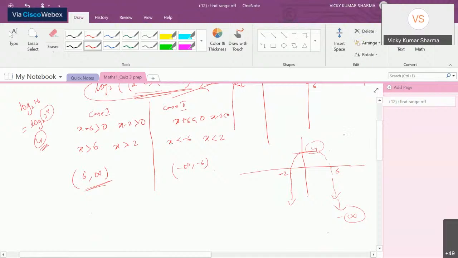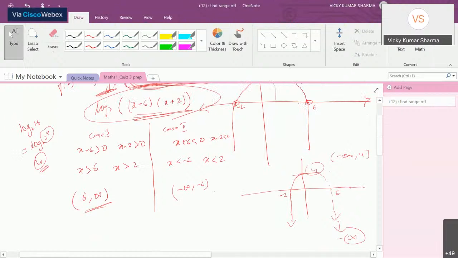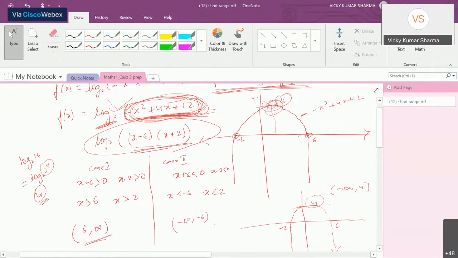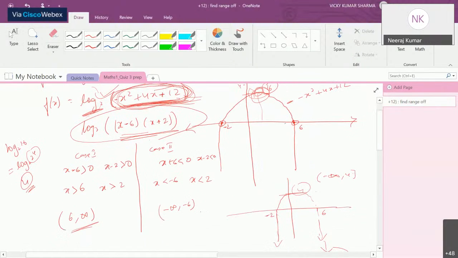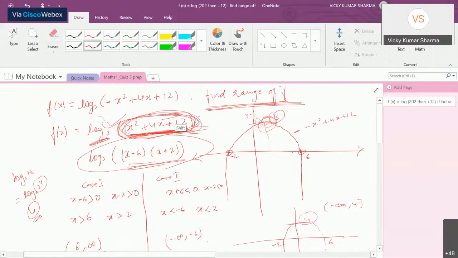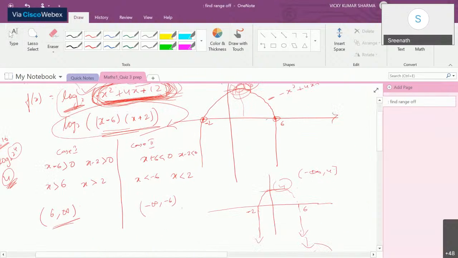Okay. So the vertex is at minus b by 2a, right? Sorry, how come 4 to minus infinity? Okay, I'll tell you. What is the maximum value of this function? The maximum value of this quadratic function is 16. So the maximum value of the log function will be log 2 of that maximum value. Now we are finding what will be the maximum value of this quadratic function in terms of log. So log 2 of the maximum value, which is 16, is nothing but 4. That I got, sir. It will be 4. So that is the maximum value of the log.